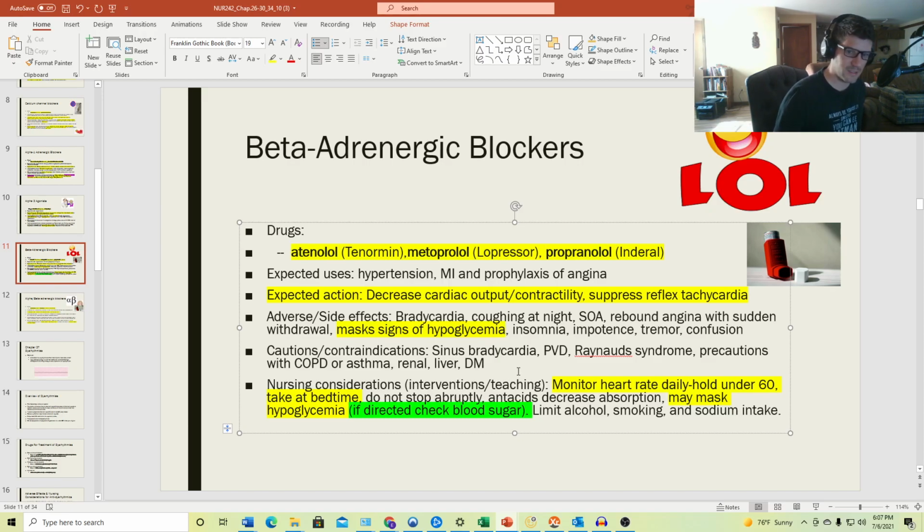Nursing considerations, interventions, and teaching. Monitor heart rate daily. Hold under 60. Again, there's another one that if it's under 60, hold it. Take at bedtime. Another one, again, at bedtime. Do not stop abruptly. Antacids decrease absorption, may mask hypoglycemia. If directed, check blood sugar, limit alcohol, smoking, and sodium intake. All those seem pretty standard for something that treats hypertension, so there we go.